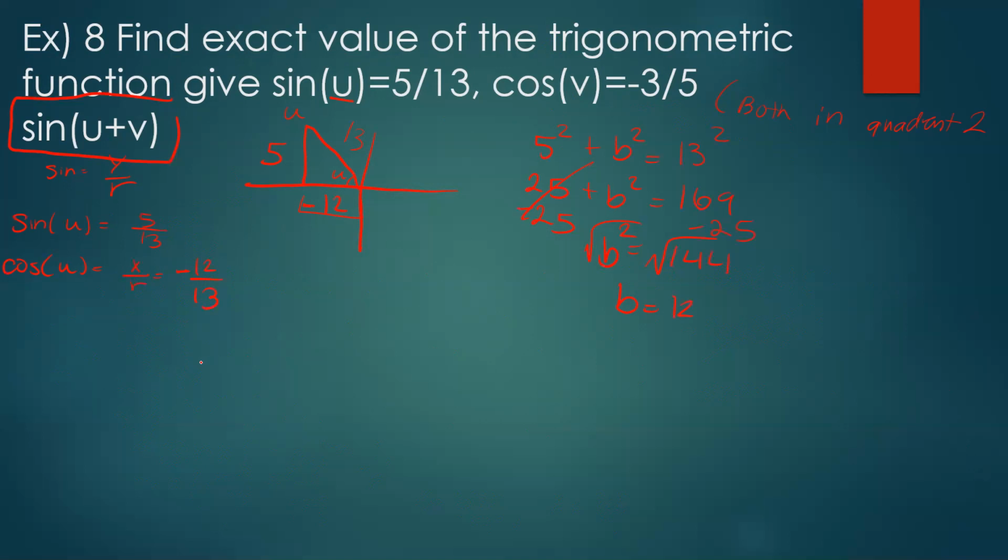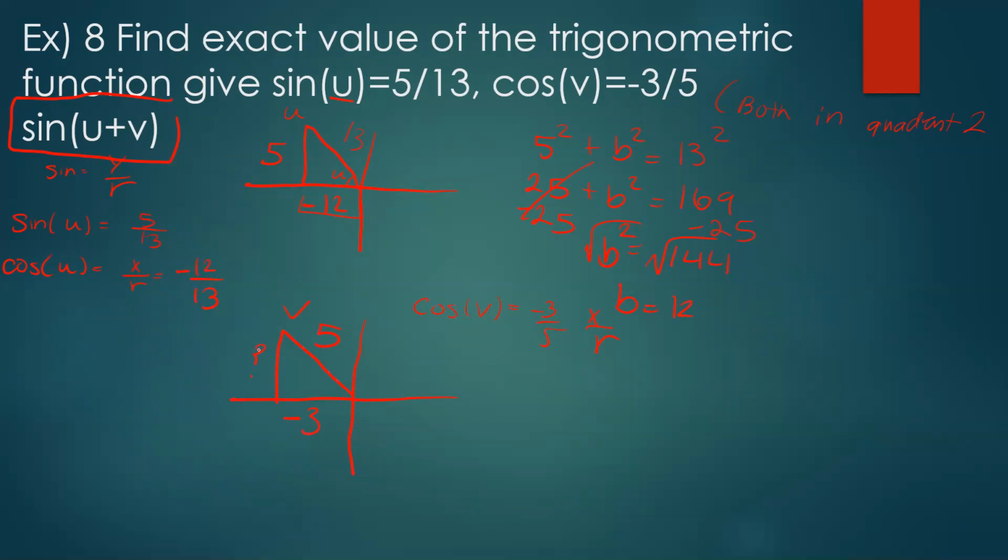Now let's draw the triangle for v. So here's v, and they say they're both in quadrant 2, so I'm going to draw my triangle in quadrant 2. They say that cosine of v equals -3/5, right? And if you recall, cosine is the same thing as x over radius. So this horizontal is your x value, which is -3. And your 5 is what's called the radius or the hypotenuse, so this is going to be +5. We just have to find this missing length.